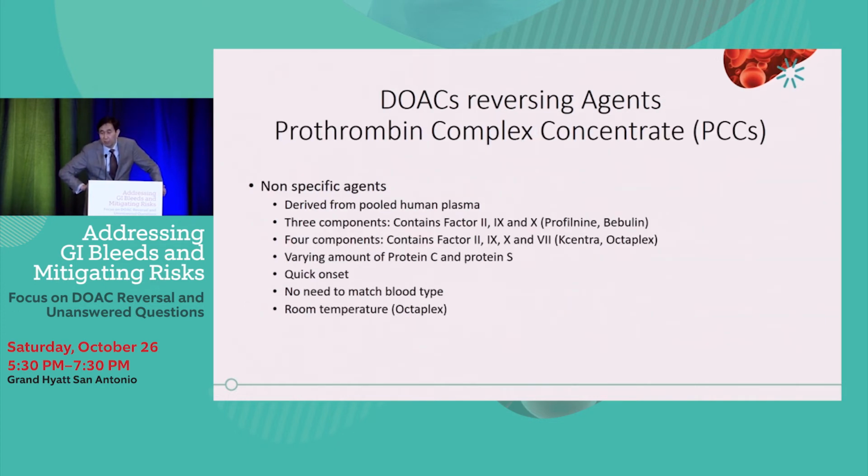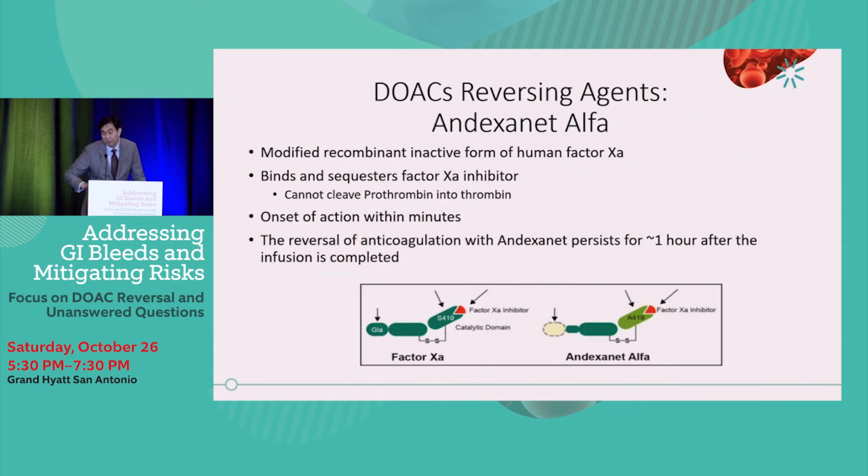Now, much tried and true and robust literature exists with the prothrombin complex concentrates. It comes in two forms, either 3 components versus 4 components. Mainly, we're talking about the 4 component, which contains factors 2, 7, 9, 10, and some of the factor 7 as well. The onset of action is very quick, and you don't need to match the blood type. And some of these can actually be stored at room temperature, which is, I guess, the benefit of it.